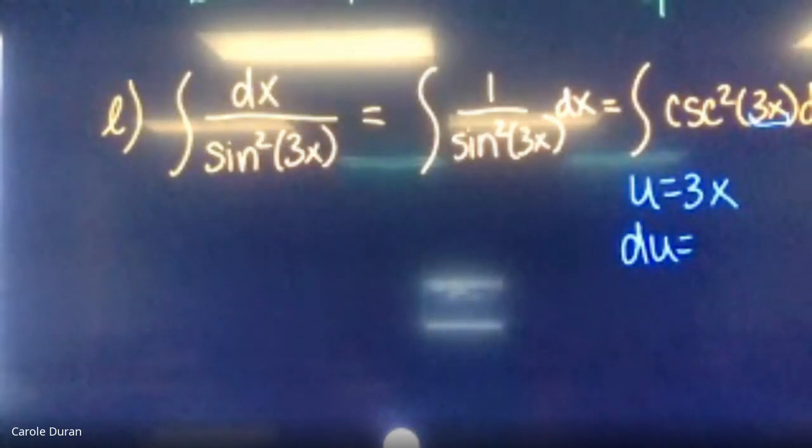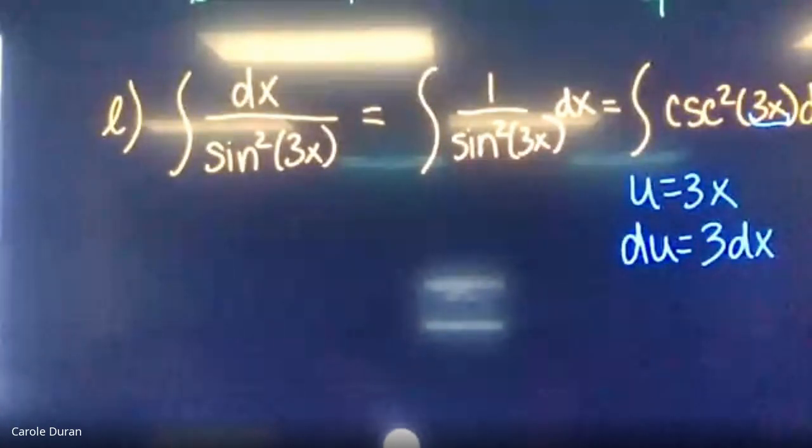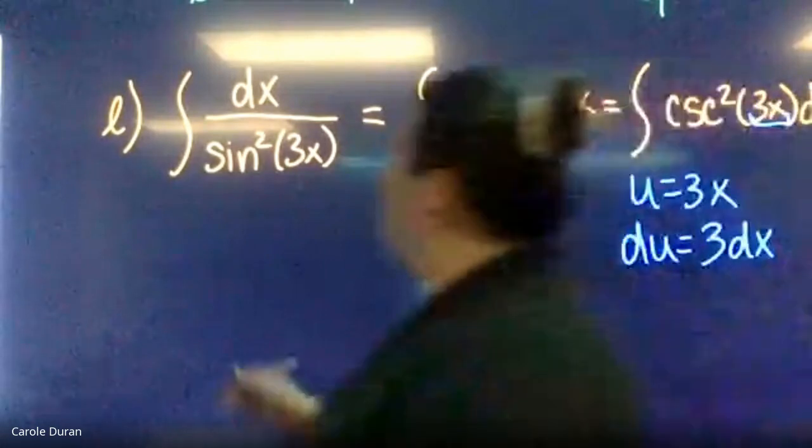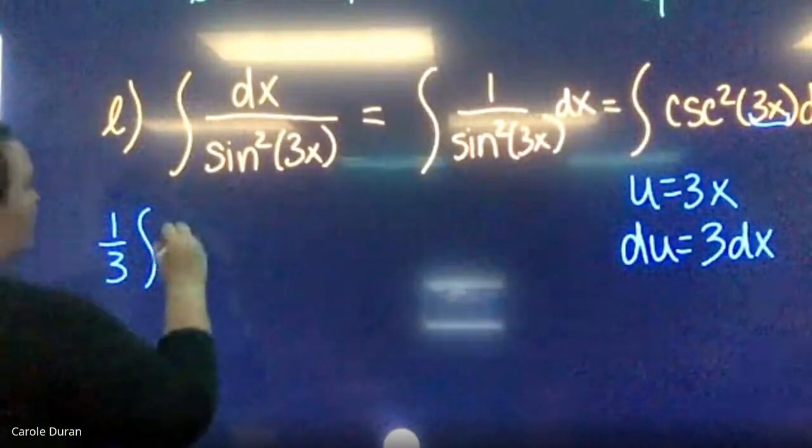Okay, what is the derivative of 3x? 3dx. Do I have a 3dx in my problem? Which means I need to put one in. So because I'm putting a 3 in, I need to balance it out by dividing that 3 out.